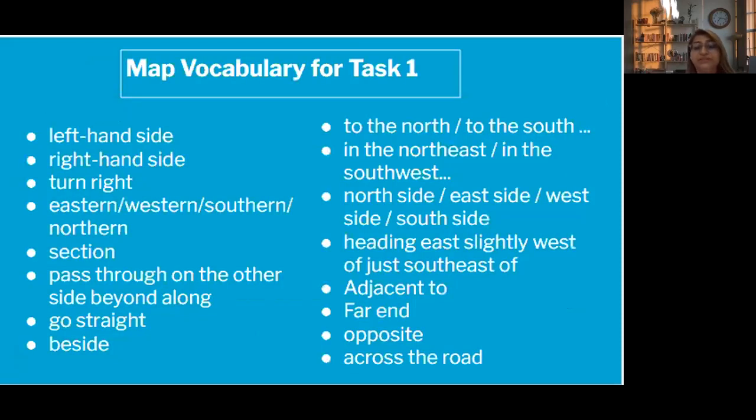Map vocabulary, these are the map vocabulary. Please save it with you. You can use this vocabulary, and it is very important for listening also when you have to understand your map. Okay, you have to look for your directions: left side, right side, east, west, north, south, passing through, go straight, beside, adjacent, opposite, across the road. So you can use this vocabulary when you are representing your map.